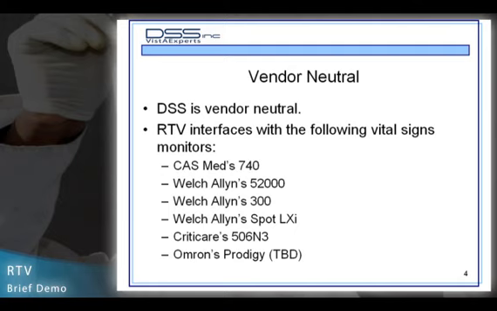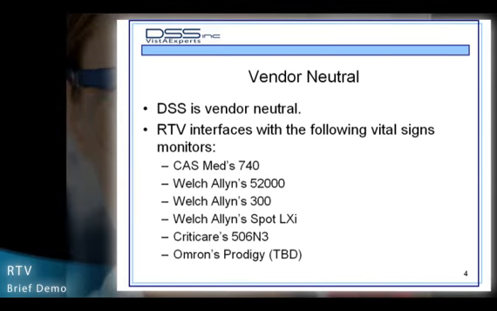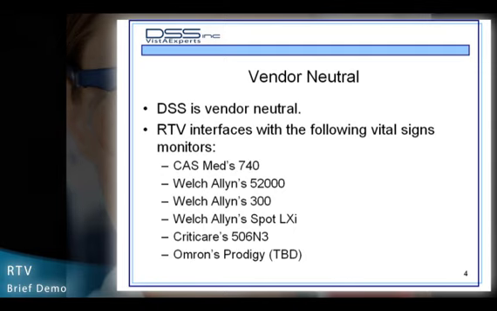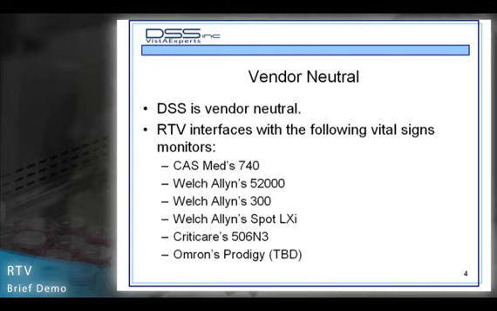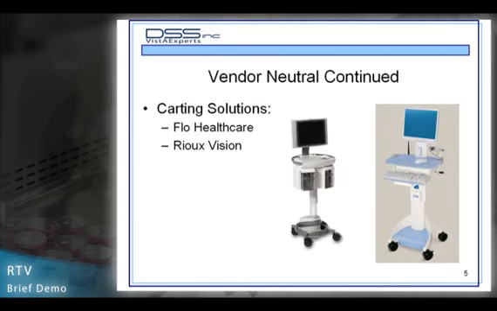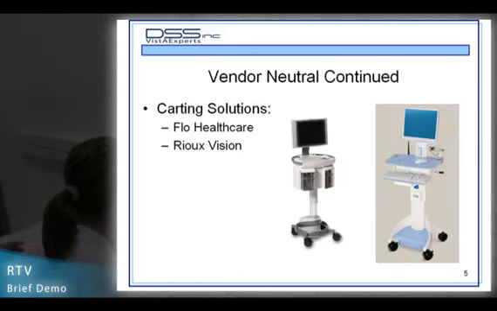DSS is vendor neutral. RTV interfaces with the following vital signs monitors: the CASMED 740, Welch Allyn's 52300, and the SPOT LXI, Criticare's 506N3, and Omron's Prodigy. We are also vendor neutral when it comes to carting solutions. Currently, Flow Healthcare and RioVision are the two vendors we work with.